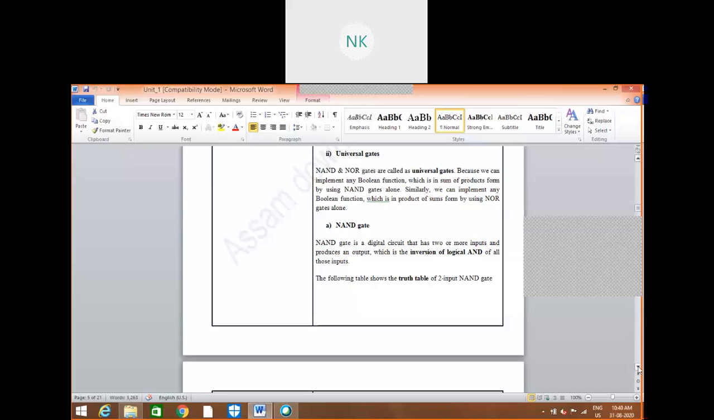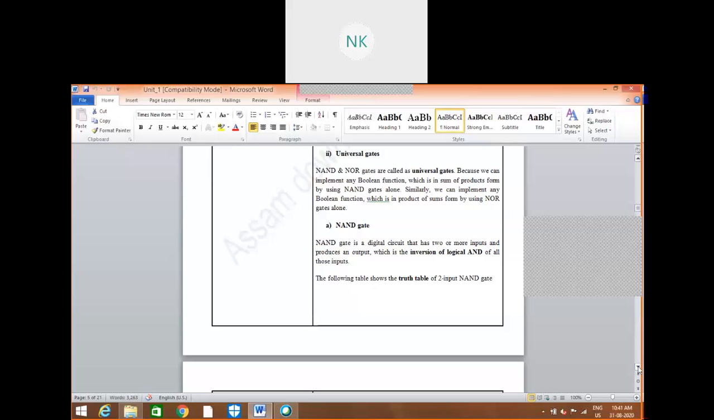We can make any gate from the NAND and NOR gate. So that's why it is known as the universal gate. In the universal gates, two gates are there: one is the NAND gate, another one is the NOR gate. So these NAND and NOR gates are called universal gates, and we can implement any boolean function which is in sum of product form, or product of sum.